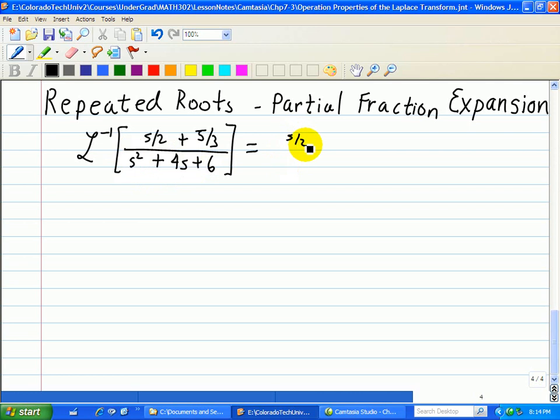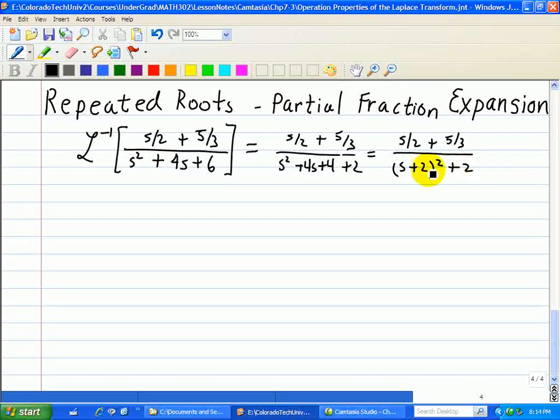So (s over 2 plus 5 thirds) all over s squared plus 4s plus 4 plus 2, where we broke up the 6 into 4 and 2 so we can complete the square here. That's (s over 2 plus 5 thirds) all over (s plus 2) squared plus 2. We recognize that the denominator gives either the sine and cosine functions with a translation property of e to the minus 2t. So we have to put it in that form.